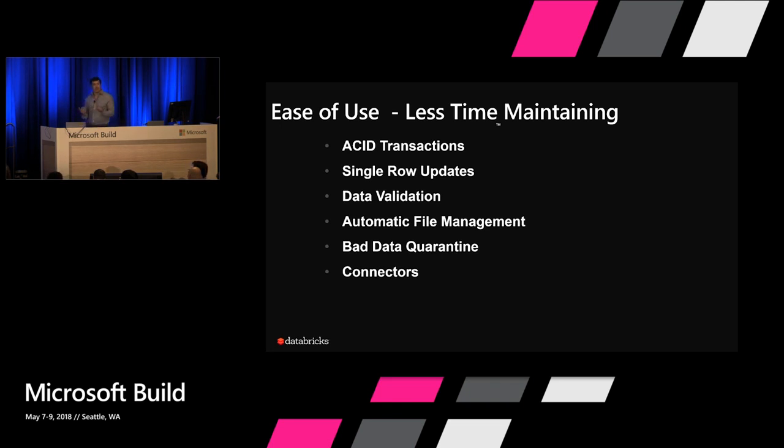We do things like bad data quarantine. So for data that might not fit a schema or data that might fail, instead of failing the pipeline, we'll just quarantine the data so that it can be looked at at a later date.